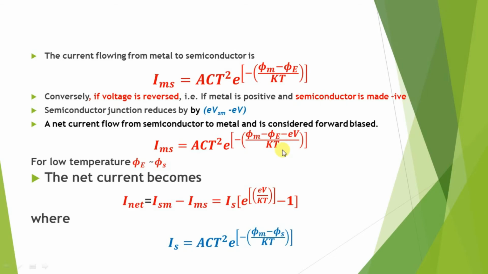However, if the temperature is low, phi e and phi s are approximately equal, so you can replace phi e by phi s. If you want to find the net current flowing from metal to semiconductor and from semiconductor to metal, then the relationship for net current is I_SM minus I_MS, which is equal to I_S times exponential of eV over kT minus 1, where I_S is equal to A C T squared exponential of this term. This is a very simple calculation. Take their difference, put phi e equal to phi s, and you will simply get this relationship.